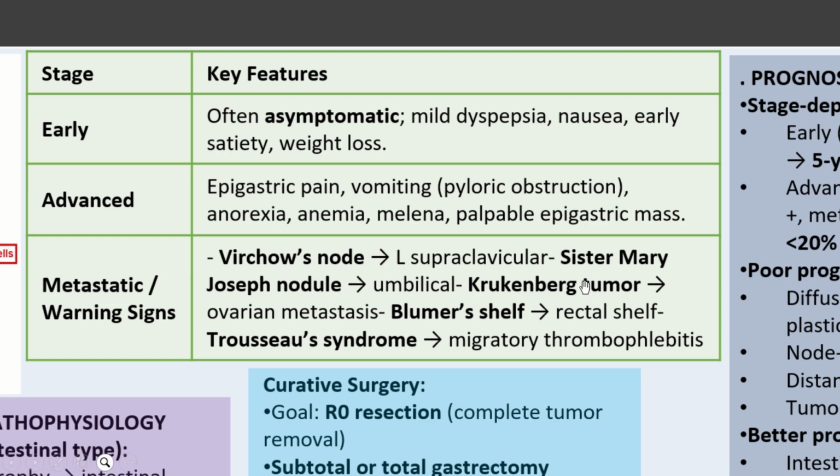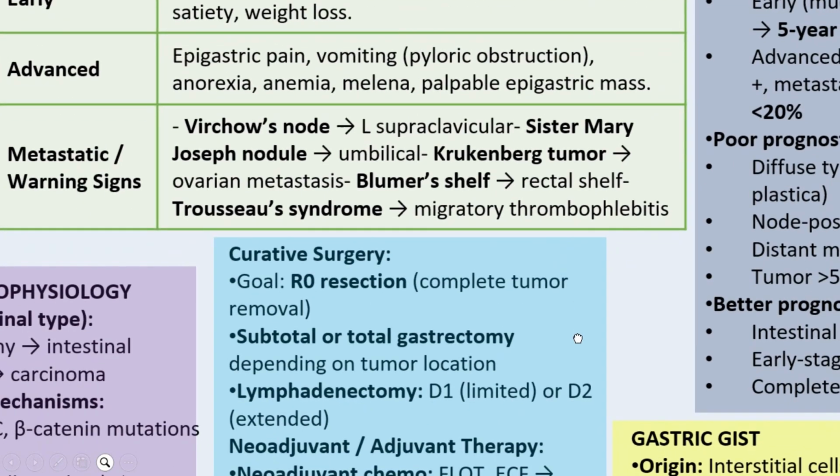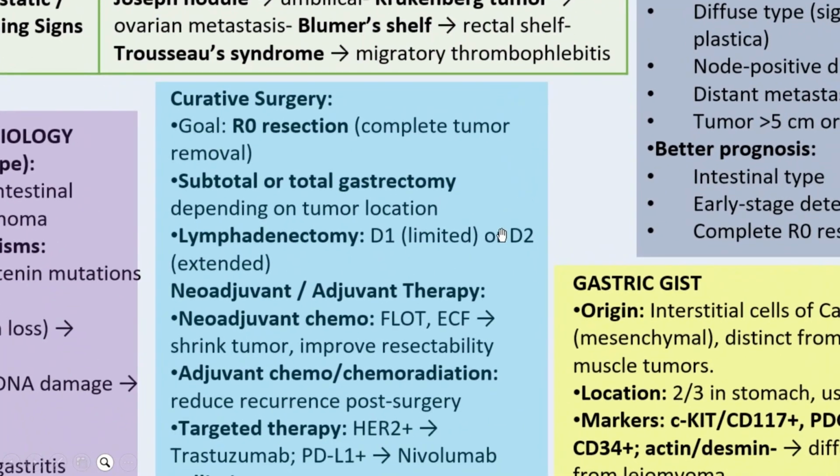Then we have the Krukenberg tumors, which are ovarian metastases. Right? Then we have what we call the Blumer shelf, which is a rectal shelf that you feel on the rectal exam. Then we have the Trousseau syndrome, and Trousseau syndrome is a migratory thrombophlebitis, where we have someone developing clots in blood vessels, but the clots appear, they disappear, and reappear in different places. That is the Trousseau syndrome, and it's also an important thing to note about metastatic features of gastric cancers.